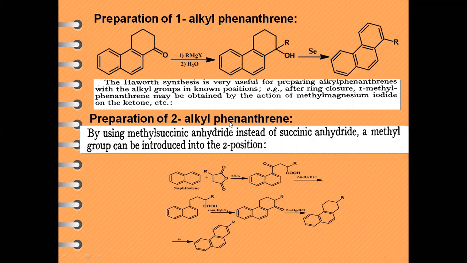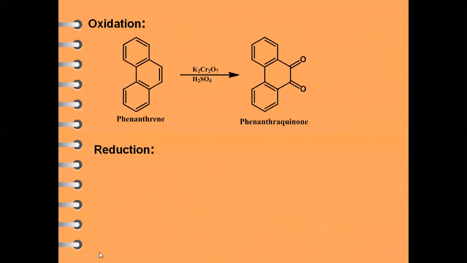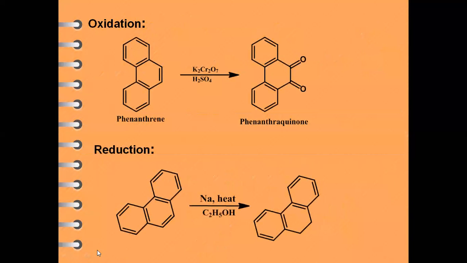Also, we can synthesize 2-alkyl phenanthrene. This is 1-alkyl phenanthrene and this is 2-alkyl phenanthrene. In this, the same synthetic method will be used, that is Haworth method, but we can substitute the second position, that is 2-alkyl phenanthrene, by using the same synthetic method. Only we have substituted at the second position of the phenanthrene with an alkyl group. So this is an application of synthesis of phenanthrene by Haworth method. Now we are moving towards the chemical reactions of phenanthrene.